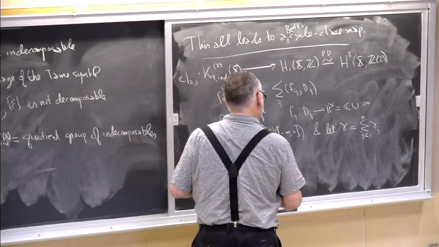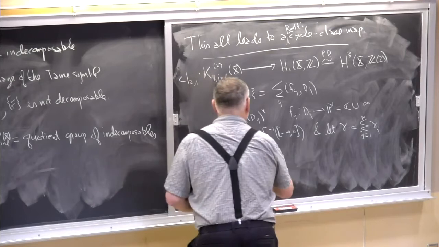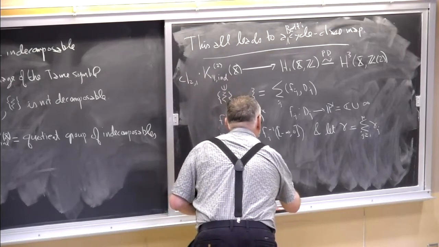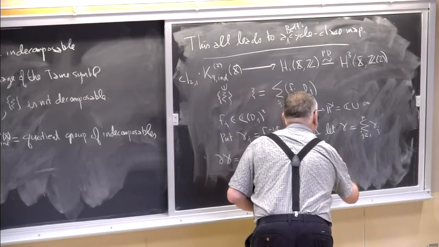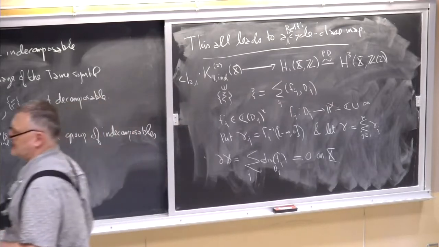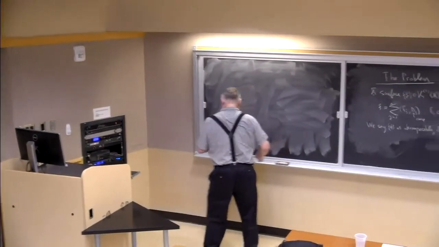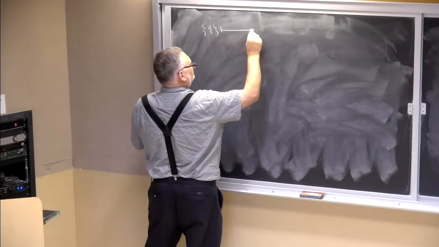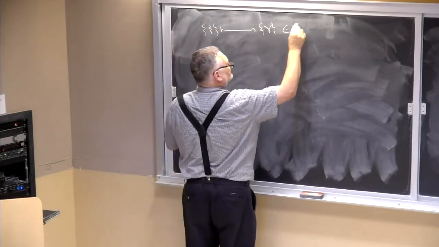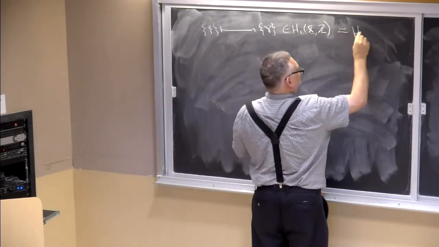So now the map is as follows. Boundary gamma, in this case, is going to be the same thing as the summation over J of divisors of Fj, which is equal to zero on X. Okay? So the class C is associated with the class gamma, which belongs to H1 of X, C. Okay, as I said before, this is isomorphic to H3 of X.